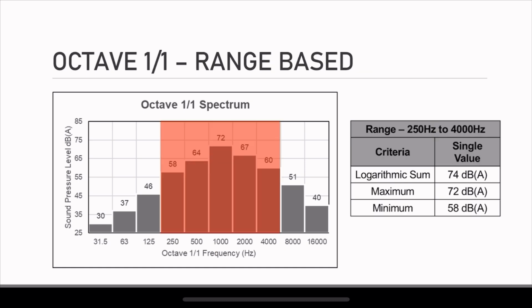But we can choose a range. Maybe I'm interested only from 250 to 4,000 Hertz or any other frequency band of interest. In that case, we can compute the same three values: the logarithmic addition, the maximum, and the minimum. The values can change based on what the individual sound pressure levels are. For example, in this case, the logarithmic sum has not changed much because the most dominant source, at 1000 Hertz with 72 dBA, is still present. Whereas the minimum has now changed. It's no longer 30, but 58.